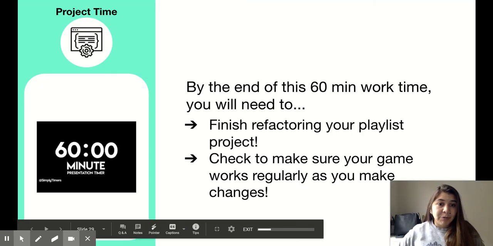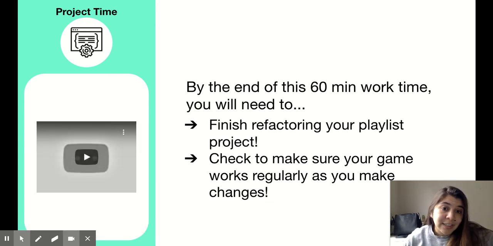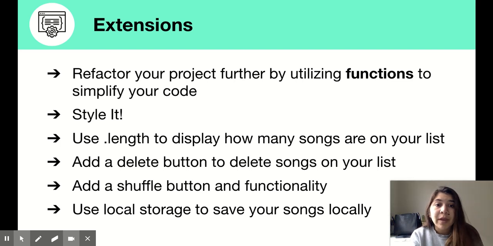All right, the best part of class is, of course, project time. So we want you to finish refactoring your playlist, making it functional with objects instead of arrays. Make sure everything is working as you're changing it. Add in those comments to explain what your code is doing. If you want to try out using functions to make your code a little bit nicer, that's always a great idea. Add some style with CSS. You can also add a delete button or a shuffle button, or check out how to use local storage to save your songs locally. So try it out and enjoy.